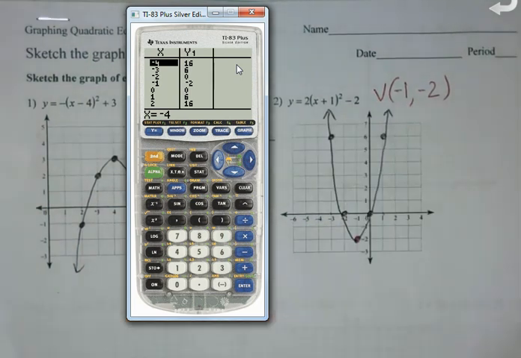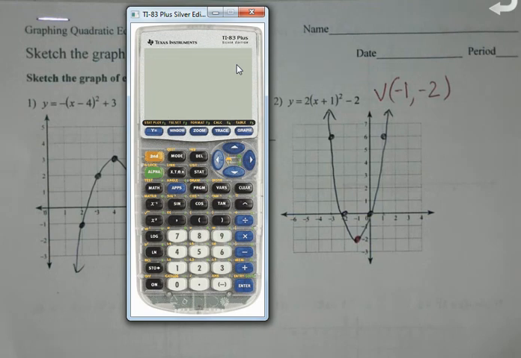That's all you're doing on all of these. Nothing tricky. Just steal that vertex to give you a little heads up on where you're going to put your chart once you bring it up. And then just copy the points. Any questions? All right.